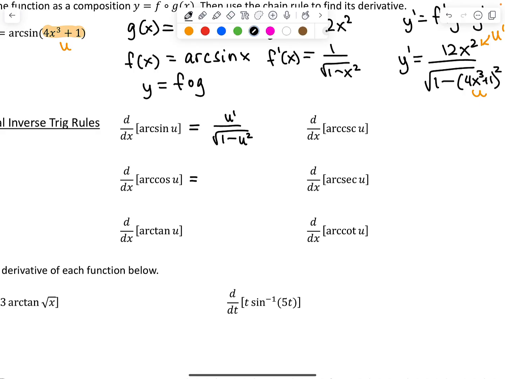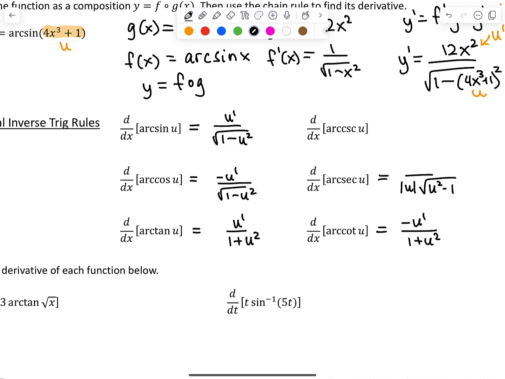Arc cosine will be the exact same, but negative. Arc tangent, its derivative was 1 over 1 plus the argument squared, and then chain rule times u prime, which I'll just put in the numerator. Well, jumping over to arc cotangent, this will be the exact same answer, but negative. Let's do arc secant next. Its derivative was 1 over the absolute value of the argument times the square root of the argument squared minus 1. And then chain rule, multiply by u prime, which I'll put in the numerator. And then finally, the derivative of arc cosecant will be the same, but negative.